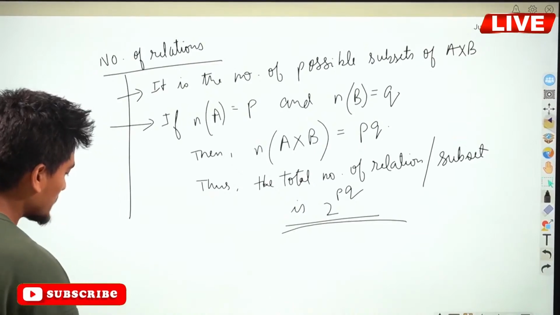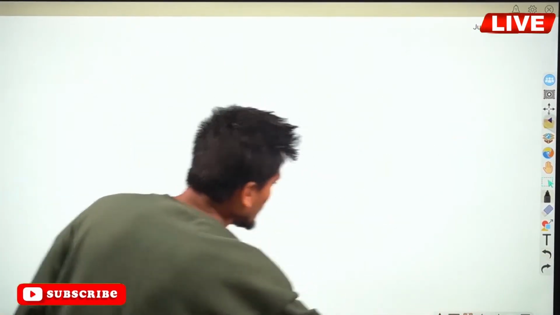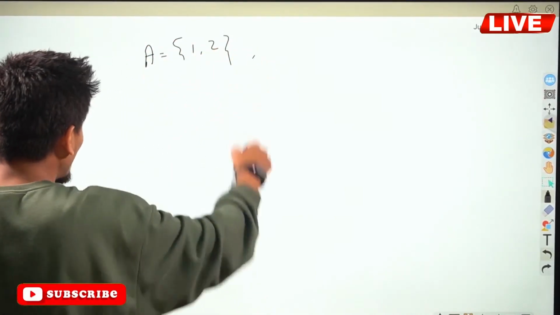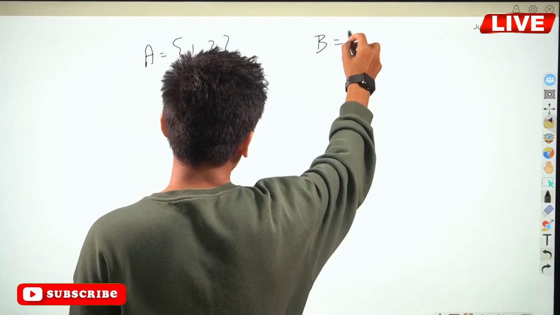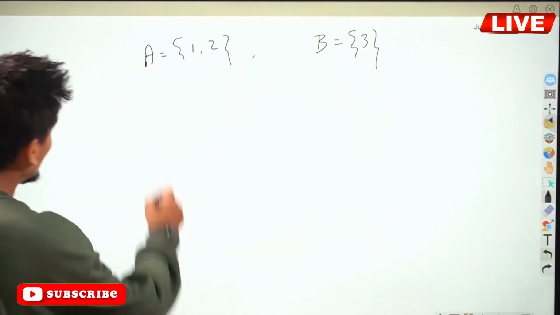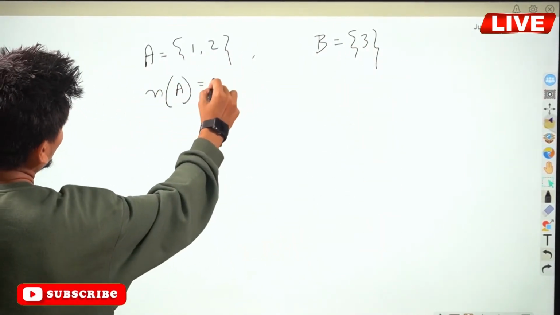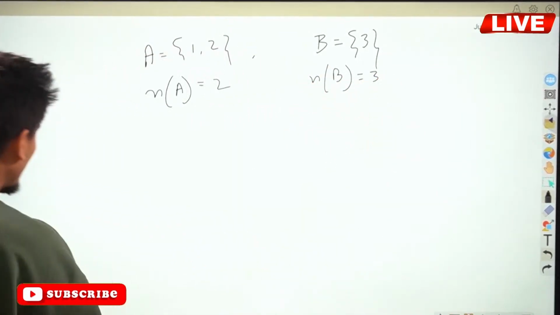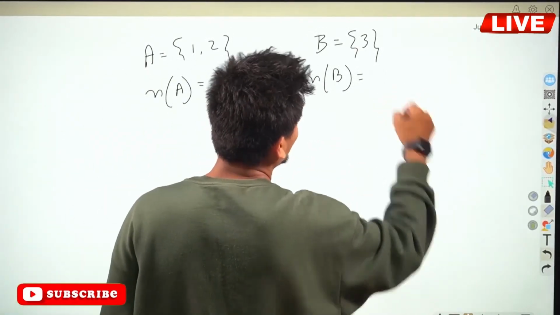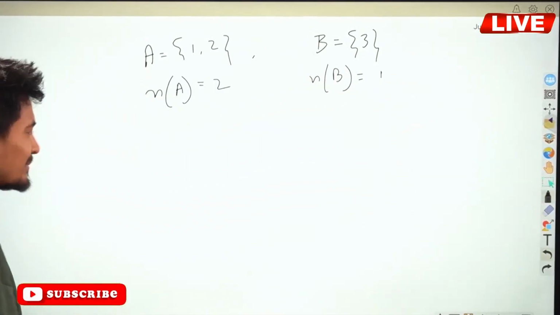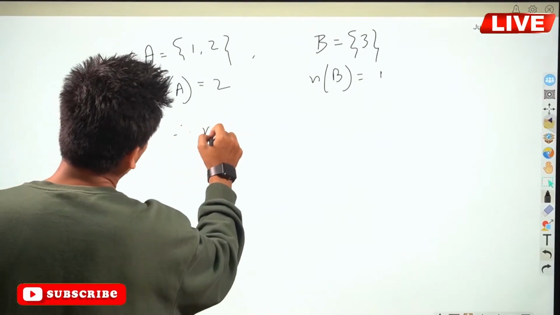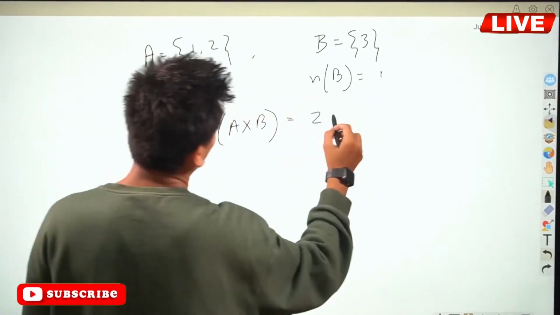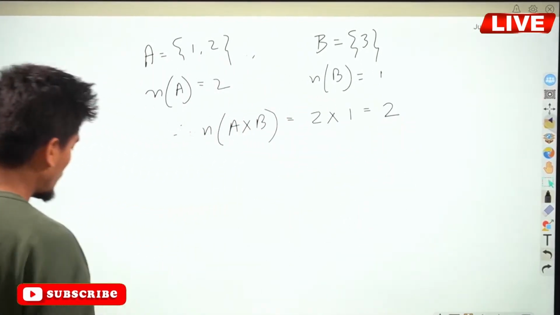So let's take one example. Say for example, A is equal to {1, 2}, and B is equal to say {3}. Now how many elements are in the set A? There are 2 elements. How many elements in the set B? There is 1 element. Now how many elements are in the Cartesian product, that is A cross B? That is 2 into 1, which is equal to 2, right?